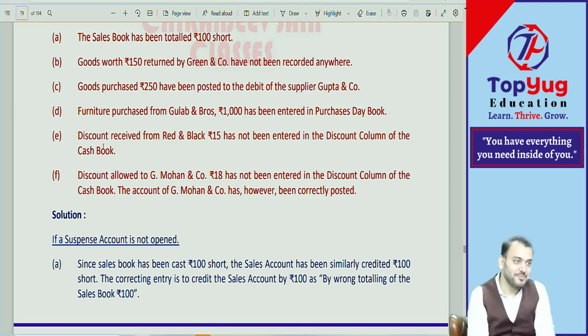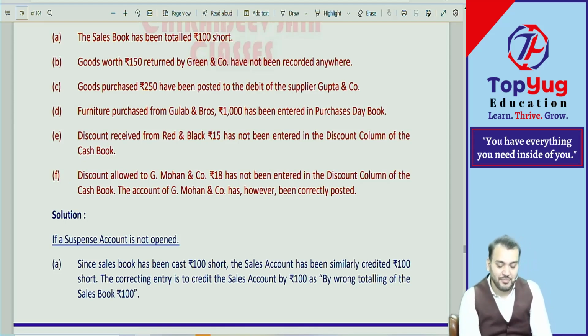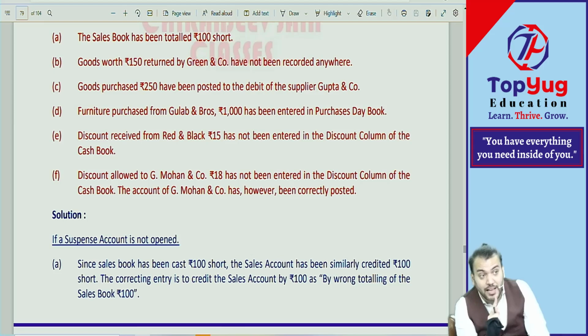Next, which one will say? Point number F. Discount allowed to G Mohan and company, 18, has not been entered in the discount column of the cash book. The account of G Mohan has been correctly posted. Very simple one.